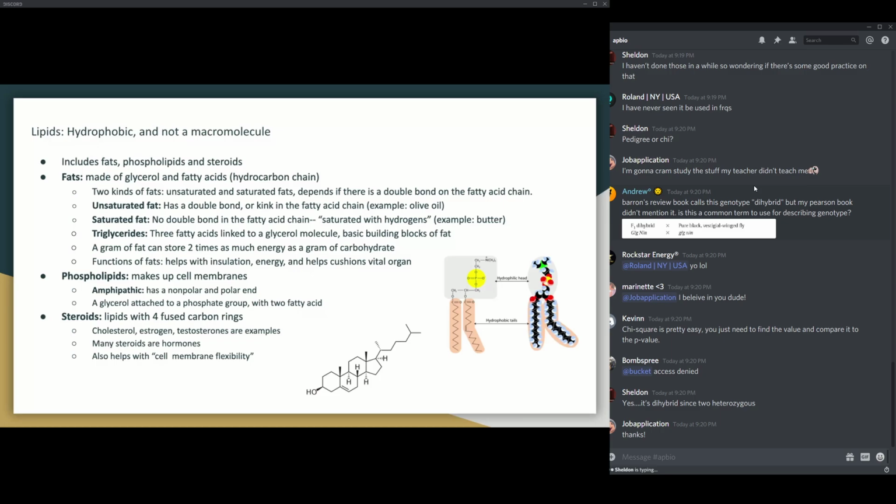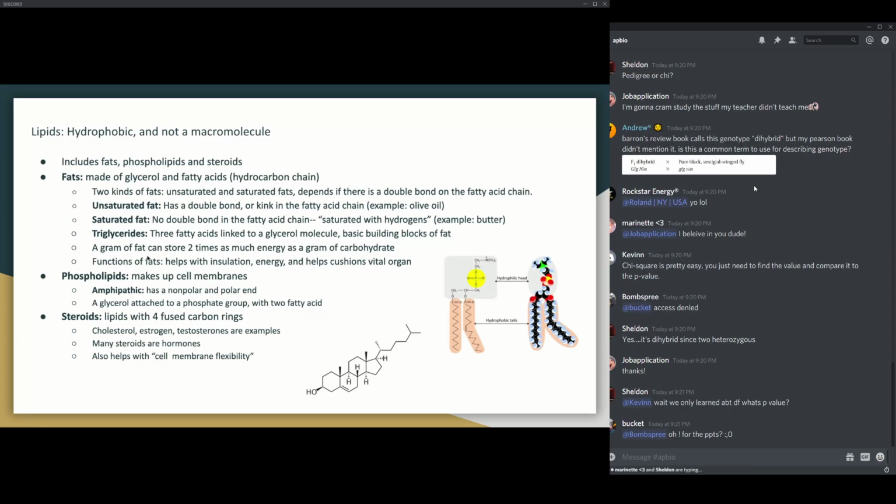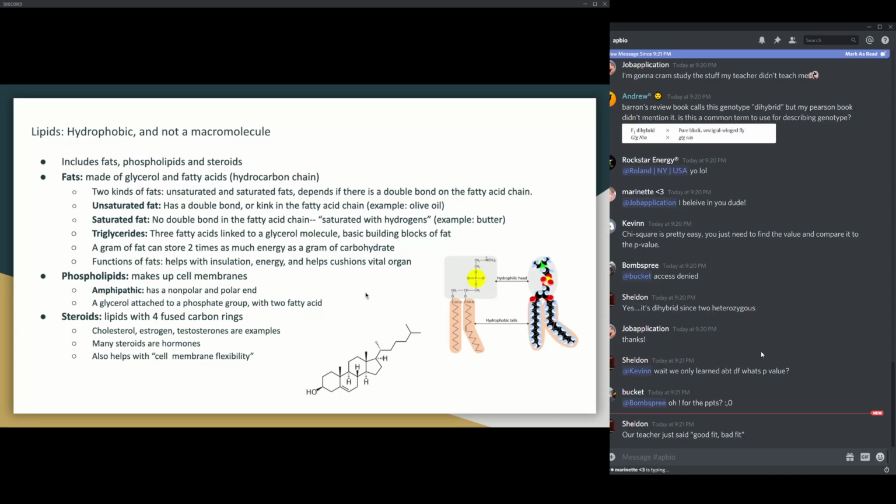And the thing about fat is fat can store 2 times as much energy as carbohydrates, which I think is also sometimes what they test on. They sometimes ask you how much energy storage is in different macromolecules, like fat compared to carbohydrate. And the thing is, fats can help with insulation, and they're also energy, and they can help cushion vital organs. So fats aren't just used in energy storage.